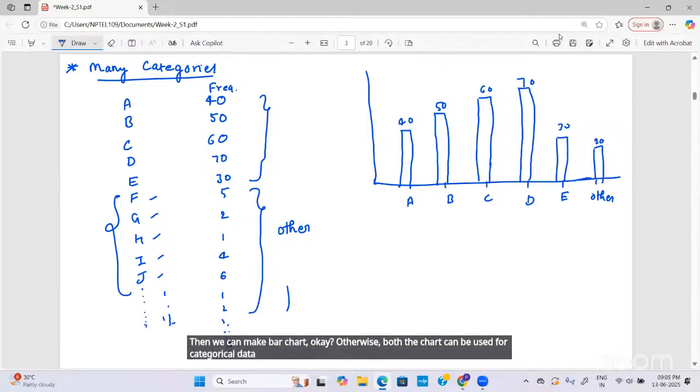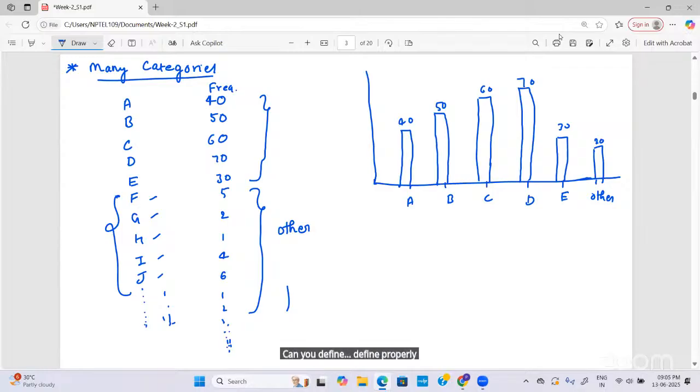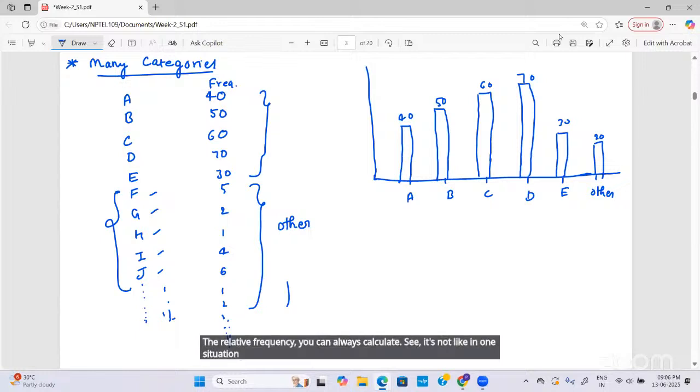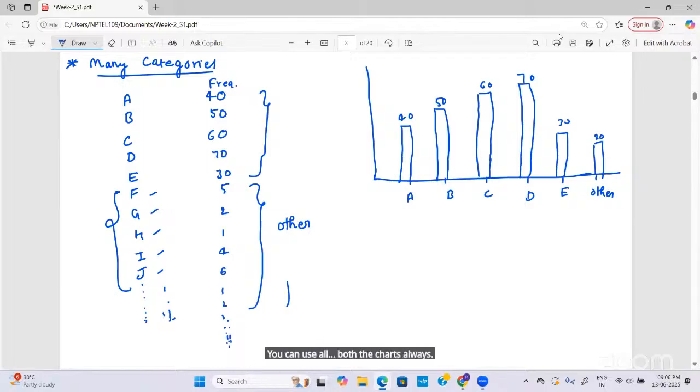It just means when there are too many categories, is a pie chart ideal? I'm confused about one thing. Professor told us that relative frequency can be used for both bar chart and pie chart. Then how will it tell us the share and the count? See, relative frequency you can always calculate. It's not like in one situation you can use only a bar chart, and in one situation you can use a pie chart. You can always use both charts. It just depends on what type of question you are asking from your data set.